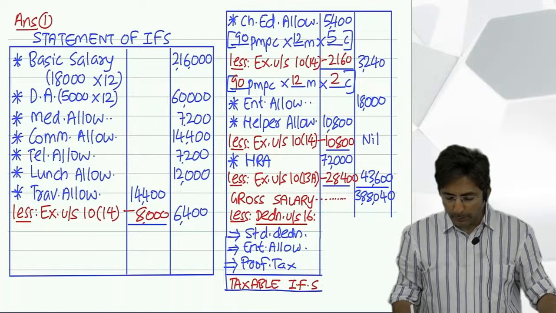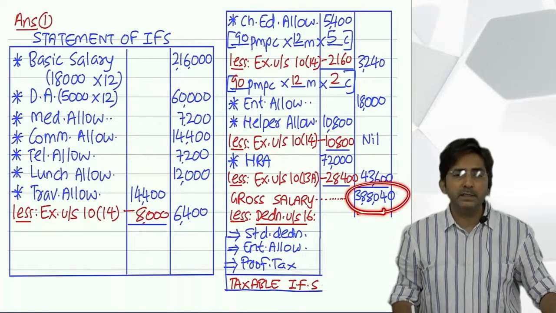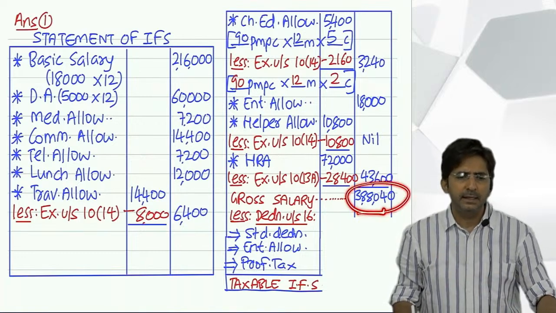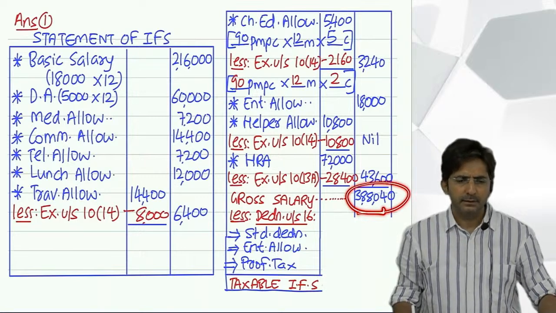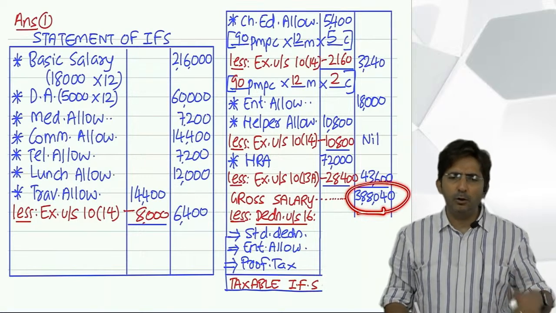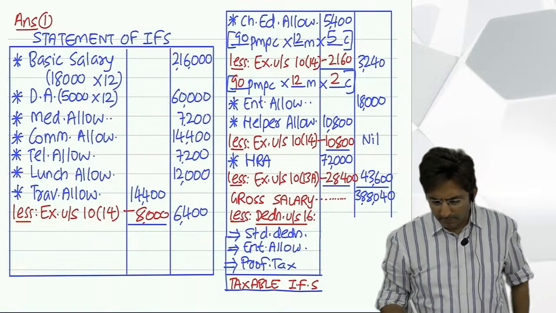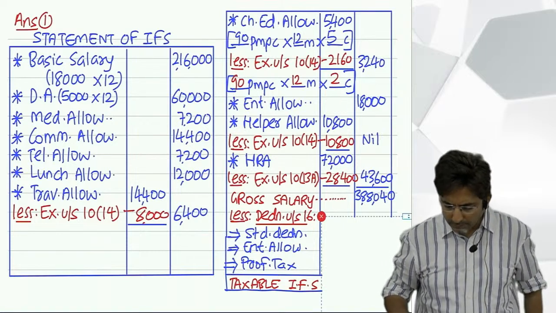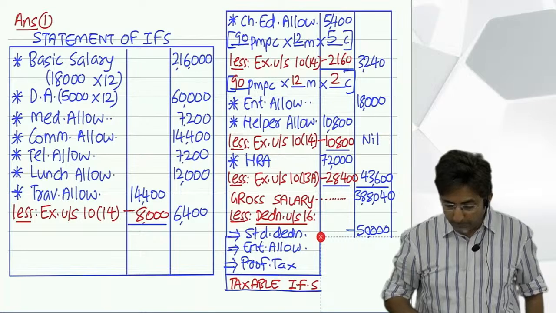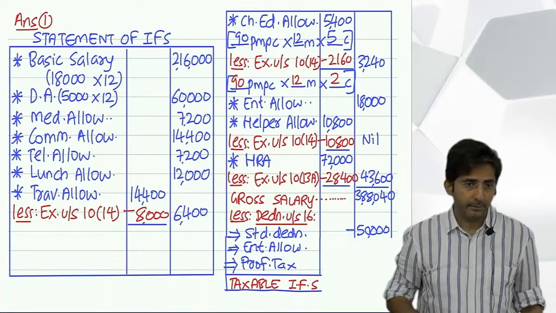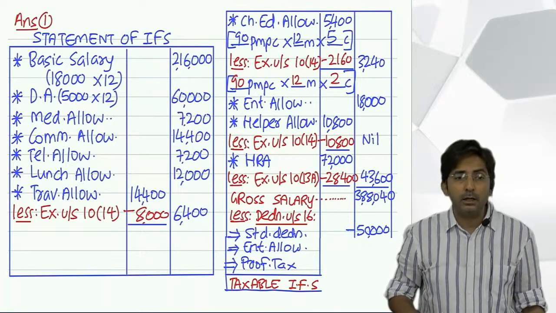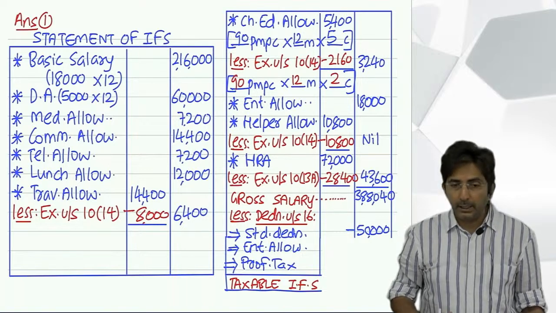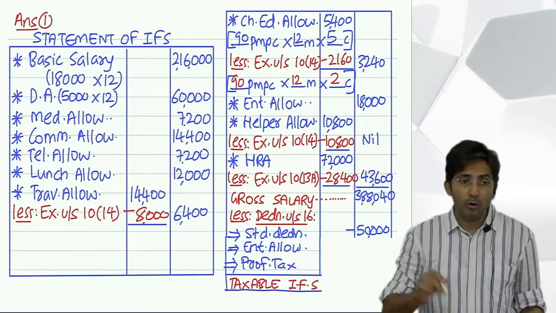Always the total should be called gross salary. Then always write deduction under section 16 and write the fixed three items. In that, standard deduction will always be 50,000. And what about entertainment allowance? That will come if he is a government employee. But in our question, he is not a government employee, so for entertainment allowance you will put zero or dash or nil, whatever.